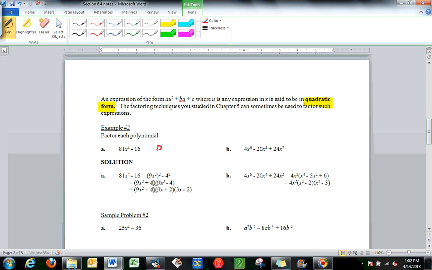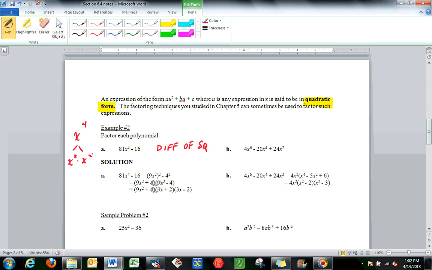You can see that right off the bat we have a binomial, and we remember our binomials were in terms of difference of squares. Now, 81 is a perfect square of 9, 16 is a perfect square of 4, but don't let the x to the fourth fool you. X to the fourth is also a perfect square because it can be broken up into x squared times x squared. So 81x to the fourth is a perfect square because it breaks up into 9x squared and 9x squared.